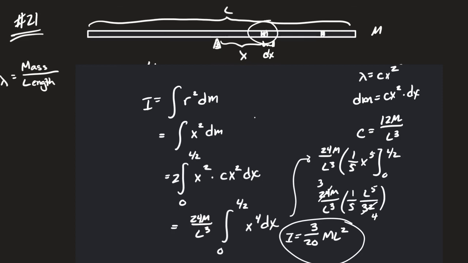Now, a uniform bar rotated about its center is 1/12 ml squared. Does this answer make some sense compared to that? Would I expect the moment of inertia of this bar to be bigger? And the answer is yes. More of the weight is shifted towards the edges. So I'm glad that 3/20 is bigger. I'm sorry, 3/20 is bigger than 1/12. I'm glad for that. It makes my whole day.